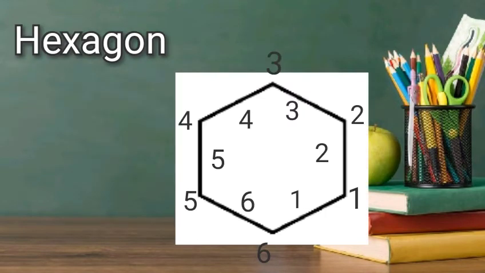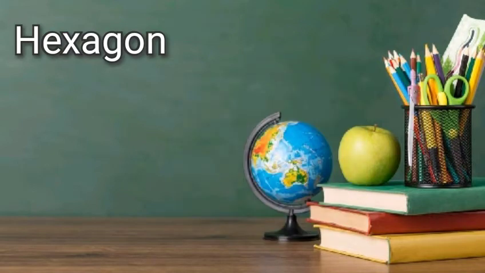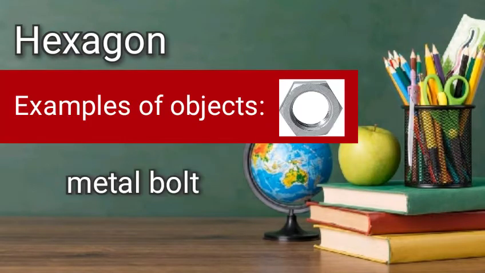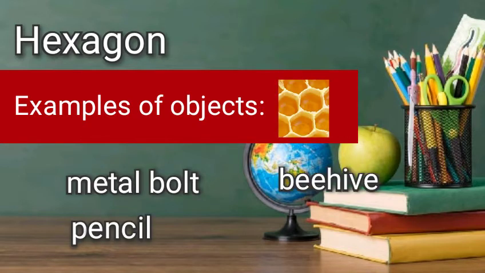A hexagon is a 6-sided polygon or 6-gon. Examples of objects: metal bolt, pencil, and beehive.